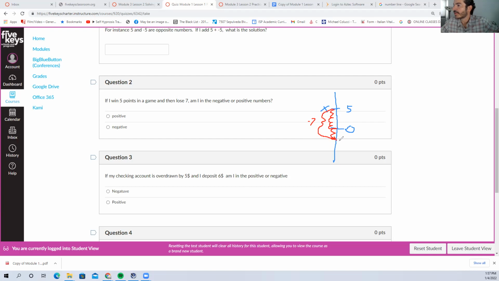And what number does that leave me at? It leaves me at -2 because the 7 is bigger than the +5. If I use the example that we used for the first one, I win 5. I lose 7.